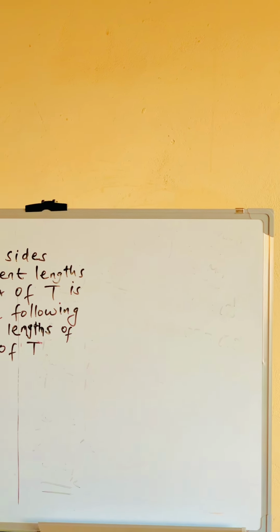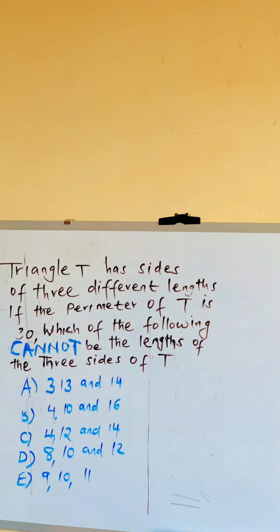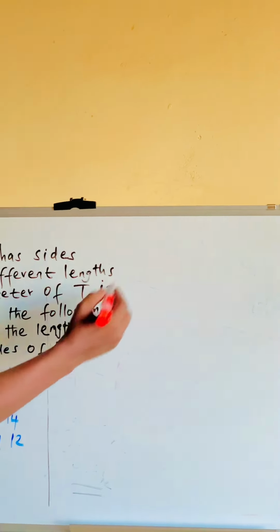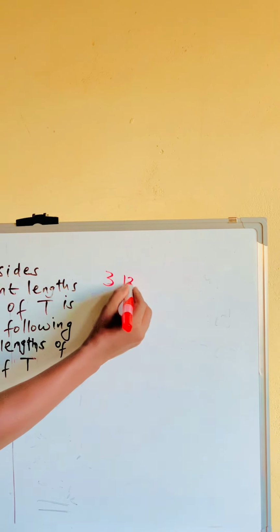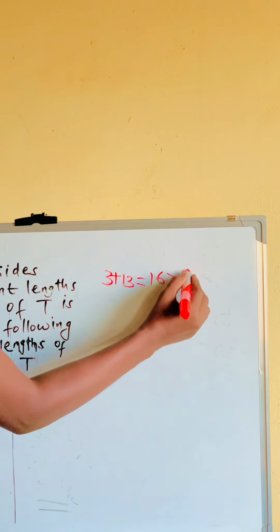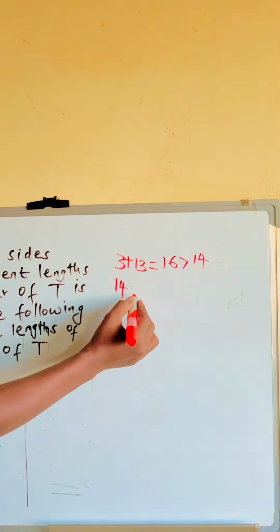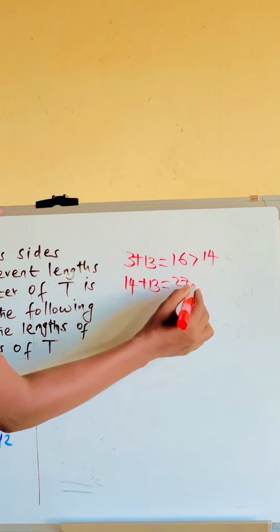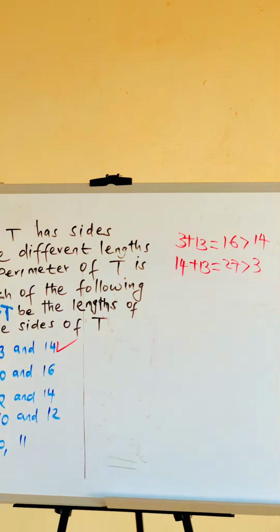So using the triangle inequality theorem, let's check answer choice A to see if it meets the inequality theorem. If we take the side 3 and the side 13 and add them together, we get 16. 16 is greater than the side 14. Similarly, if we take the side 14 and the side 13 and add them together, we get 27, which is greater than the side 3. It therefore meets the inequality theorem.